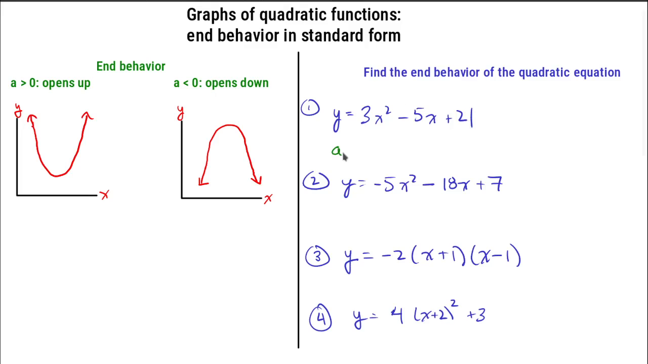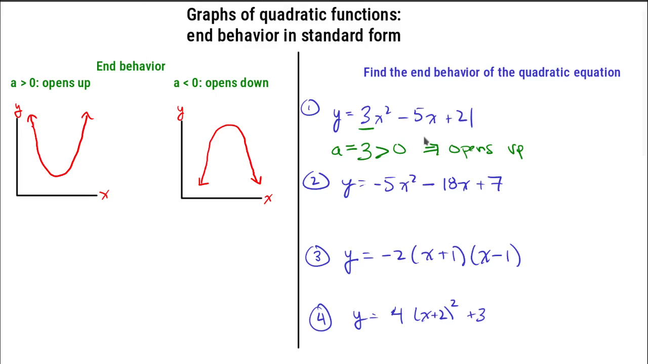Okay, so we look for a. What's our a coefficient in this example? The a is this 3 in front of the x squared. Okay, so a is 3. 3 is bigger than 0. It's positive. So this tells us that it's going to open up. The end behavior is that it opens up. It's concave up. It's a U-shape if you graph it.